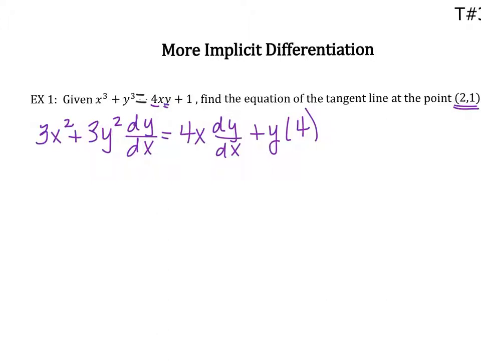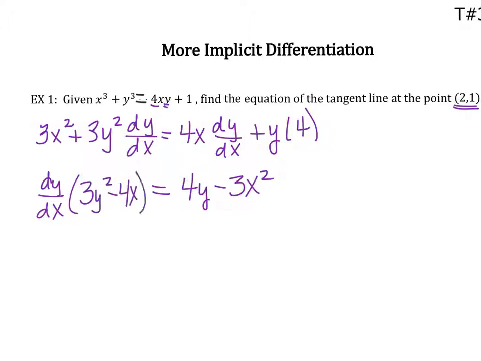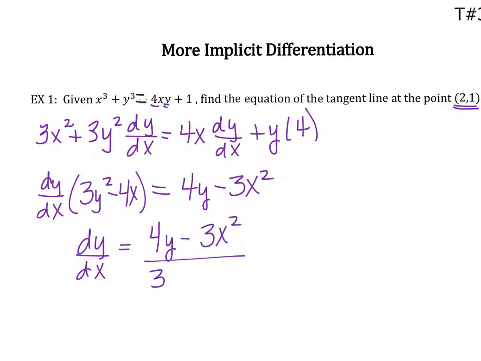So dy/dx, I will make those on the left. So I'll keep my 4y minus and move that 3x squared over. I'll factor a dy/dx out, and I have 3y squared minus 4x. So dy/dx is equal to 4y minus 3x squared all over 3y squared minus 4x.